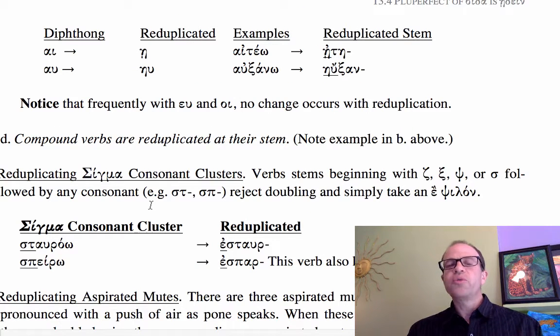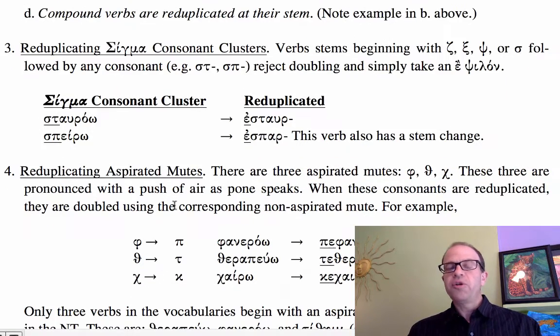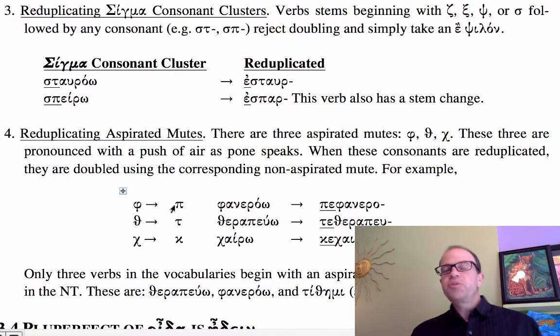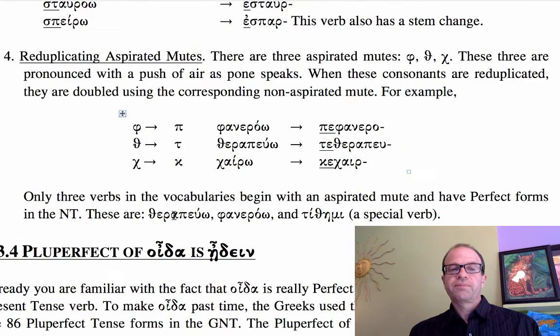Here is what results when you have diphthongs or monophthongs and you have a reduplication added to the front. Compound verbs are reduplicated at the front of their stem. So the reduplication occurs inside of the word after the prepositional prefix. To reduplicate sigma at the beginning of a word that is part of a consonant cluster, you simply add an epsilon. So for stavrao, the reduplication is e stav at the front.